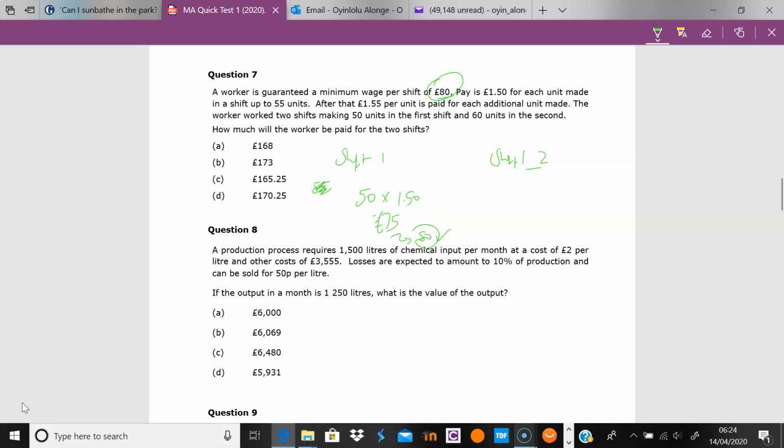And shift 2, he makes 60 units. So for the first 55 units, he gets £1.50, and for the next 5 units, he gets £1.55. So I need to bundle that out.